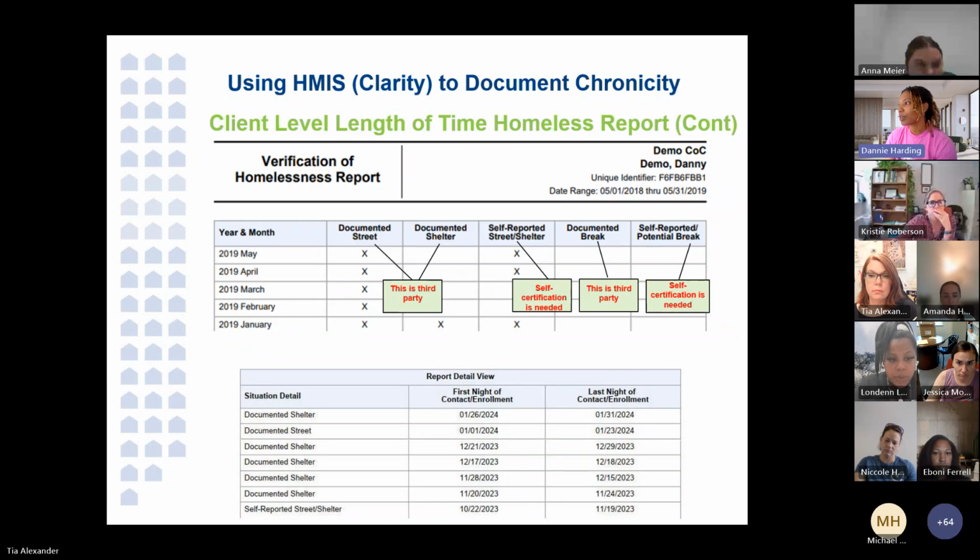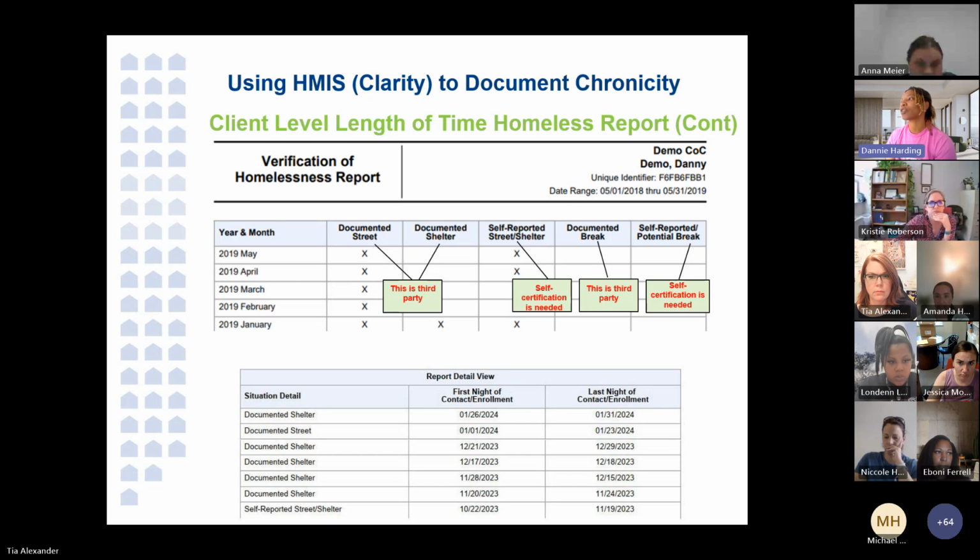Self-reported street or shelter or self-reported potential break mean that they were reported by the participant at intake. This does not take the place of self-certification signed by the participant. You need to get the participant to sign one if it does not come over from the referring agency for any month that is to be counted.